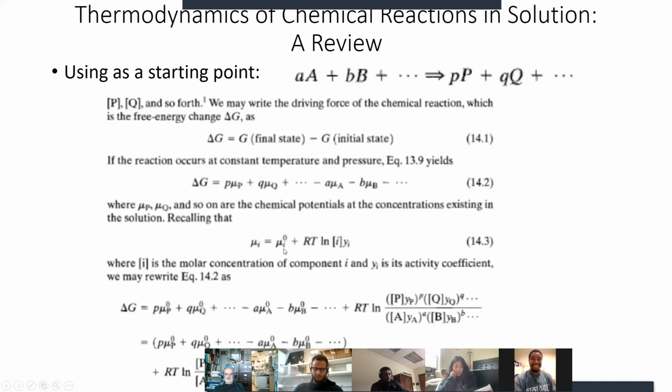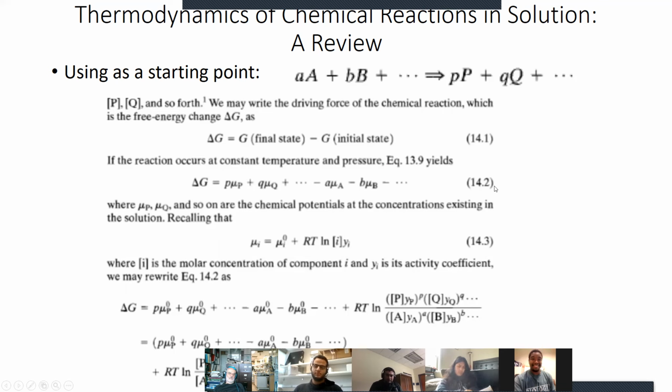is equal to the standard state chemical potential plus RT ln of the concentration of species i times the activity coefficient of species i. In this case, it's written as a y. These are in molar concentrations, and throughout most of the book, this was an f or a y or some kind of a gamma function, depending on the concentration units. So this is the general expression for the chemical potential, and you can take this expression and plug it into equation 14.2.